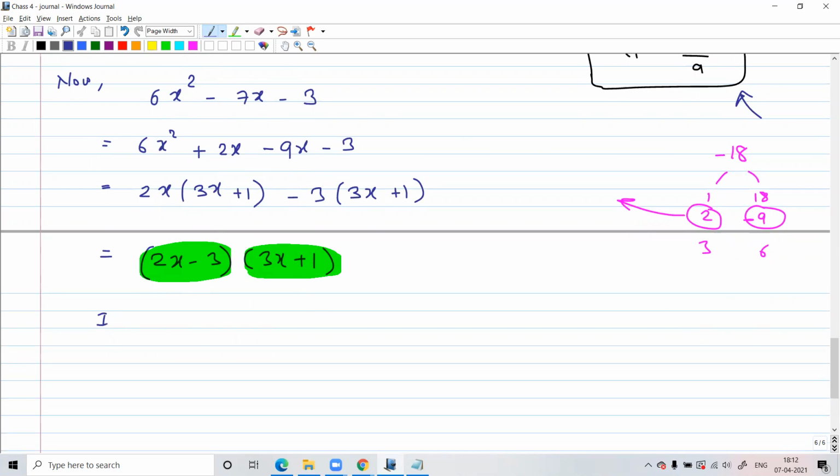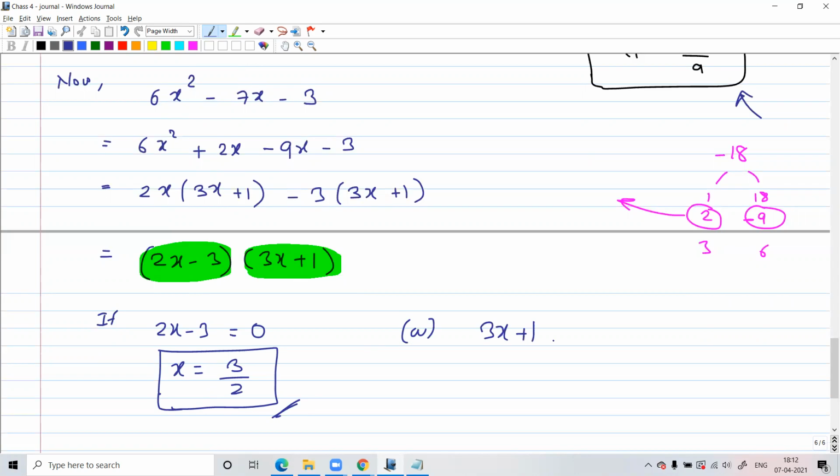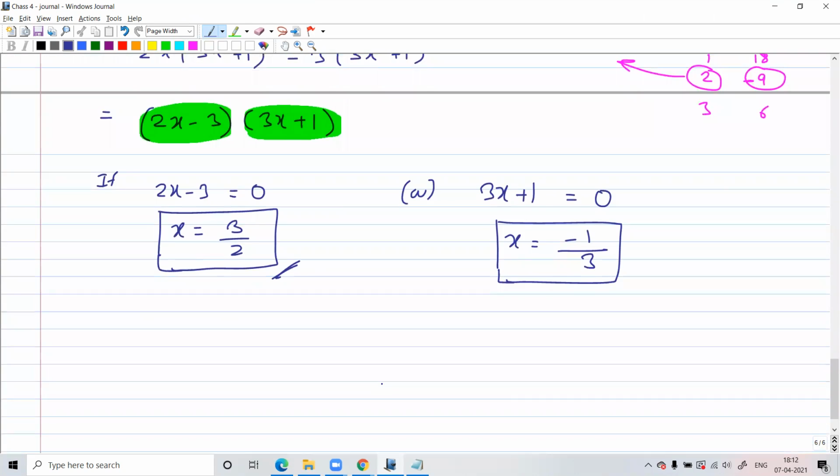So if 2x minus 3 is 0, then what will be the value of x? 3 will go to the other side, it will become +3, and 2 will come down as 3/2. So this is a simple equation, everybody knows how to solve this. Okay, or if the other one is 0, that is 3x plus 1 is 0, then x should be equal to: 1 will go to the other side, it will become -1, and 3 will come down, so it will become -1/3.